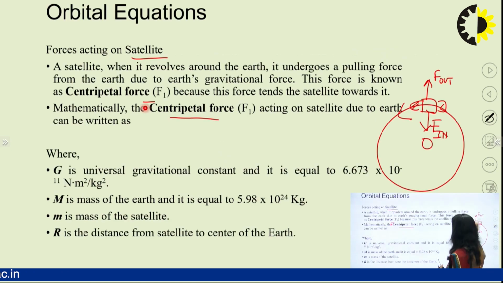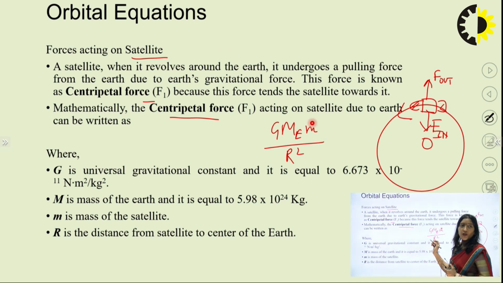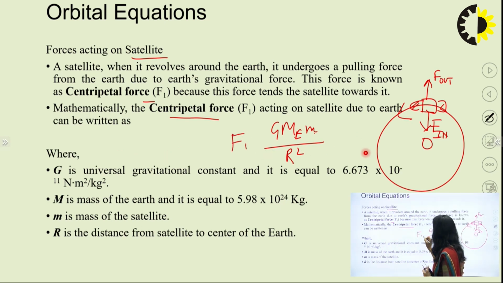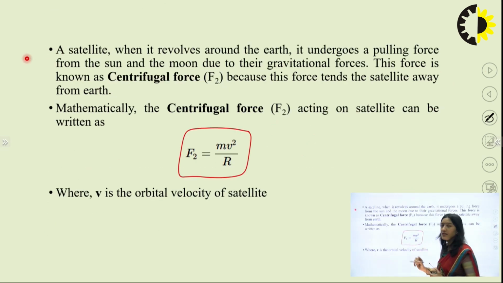Centripetal force is nothing but G M E m by R square, where G is the universal gravitational constant, M E is the mass of Earth, small m is the mass of satellite, and capital R is the distance of the satellite from the center of Earth. This is F1, the centripetal force, and F2 is the centrifugal force, which is m v square by r, where v is the velocity of the satellite.